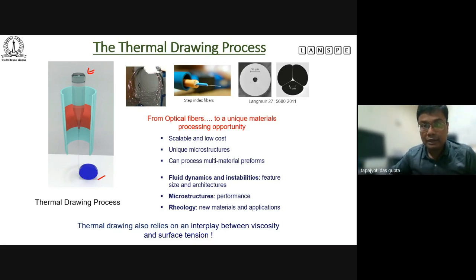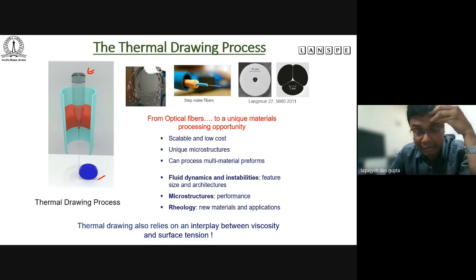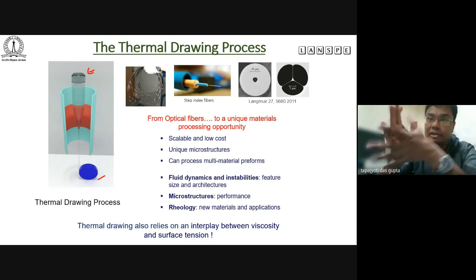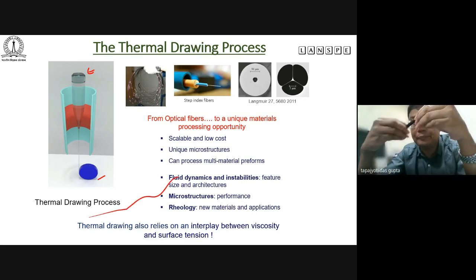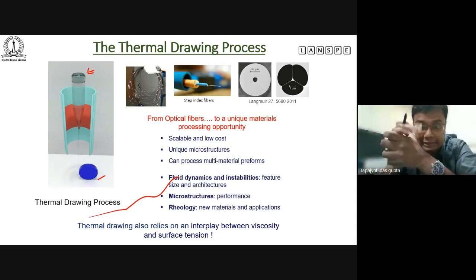But then, in optical fibers, it's not multi-material, number one. So why don't we use this technique to draw multi-material fibers with different unique structures? Photonic crystal fibers have already been made in the optical industry, sorry. And how do we address that? We address it by understanding, again, the fluid dynamics, the instabilities, the material properties, and the rheological properties of the material, and proposing new materials with new applications.